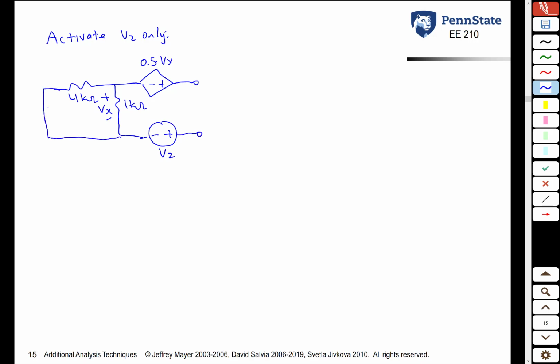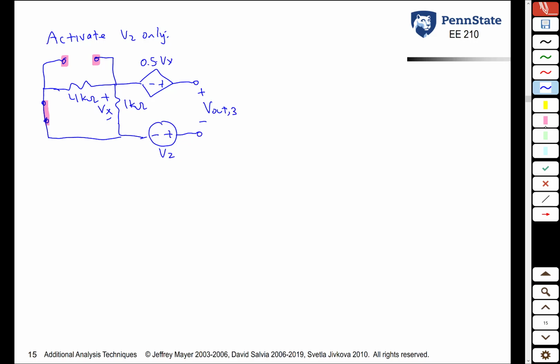V1 is off, so it is shorted. I1 is off, so it's an open circuit. Remember, once again, when we turn off independent current sources, they're open circuited. When we turn off independent voltage sources, they're short circuited. And we want to measure the voltage across these output terminals. Let's call this voltage V out sub 3.